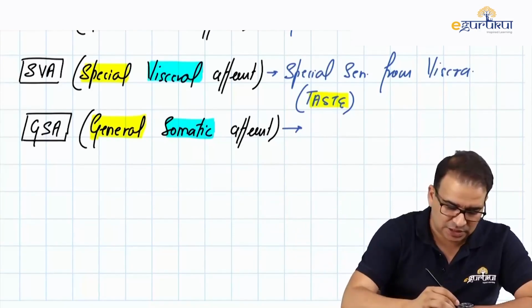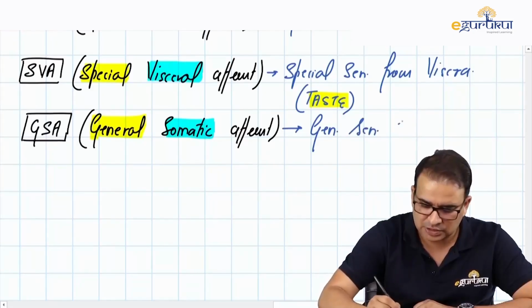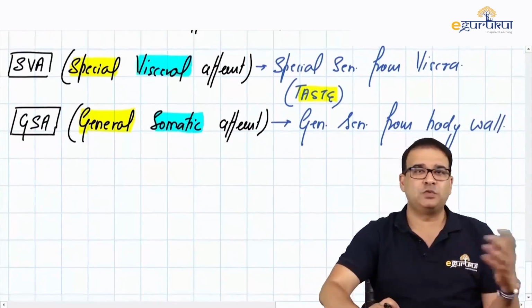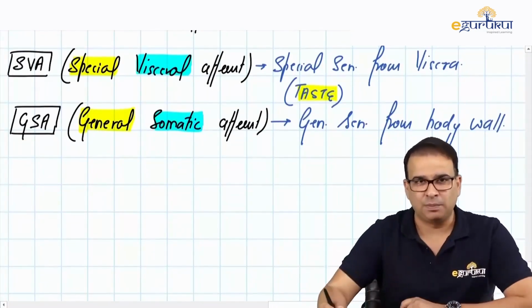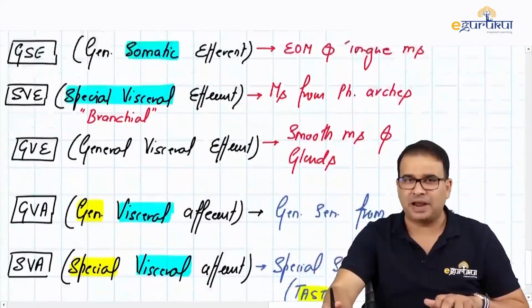So yes, the sensation here is the general sensation. It's the general sensation, but from where? From the body wall. I told you what the body wall is. Whatever is not viscera is body wall. If it is not derived from endoderm, you count it in the body wall part. As of now, we said 3 efferent and 3 afferent. I hope you understood that.